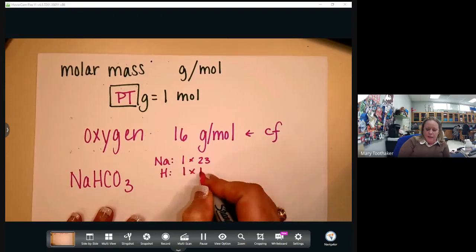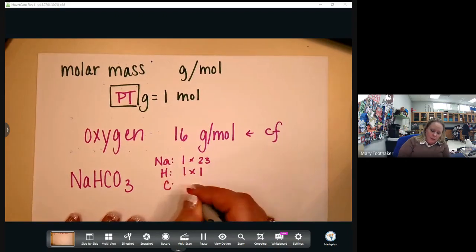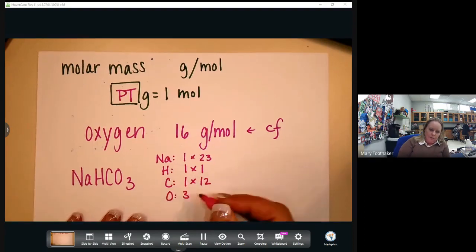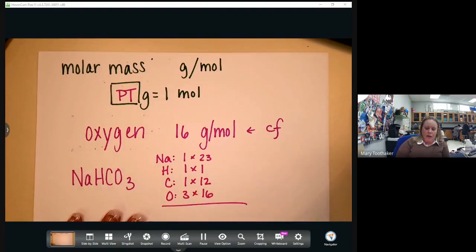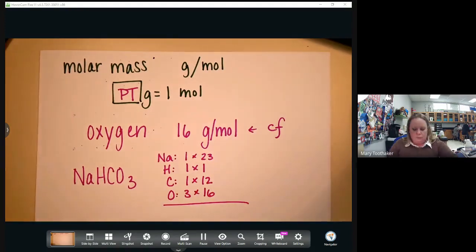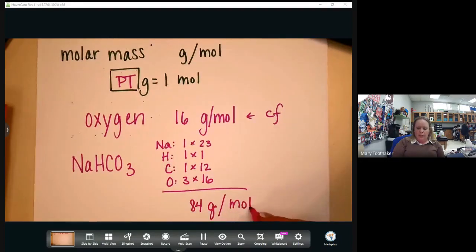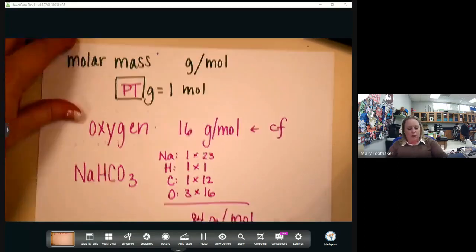Hydrogen, I have 1 of them, and it has a mass of 1. Carbon, I have 1 of them, and it has a mass of 12. Oxygen, I have 3 of them, and it has a mass of 16. Add all of those up. 3 times 16 plus 12 plus 1 plus 23 gives me 84. And my final unit is grams per mole. This means if I have 1 mole of baking soda, it is going to weigh 84 grams. This is a conversion factor that we are going to use later.